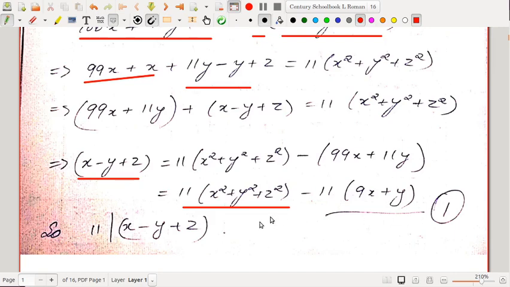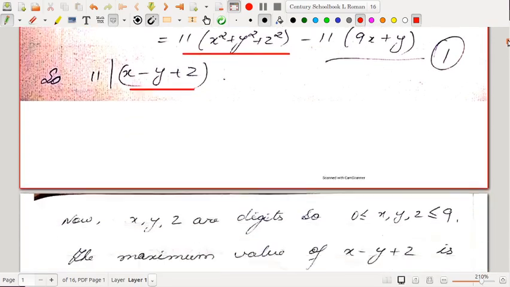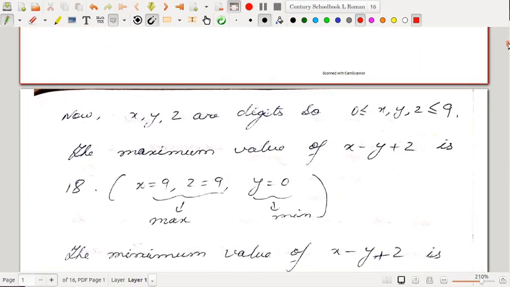So from this equation we see that 11 divides x minus y plus z. This is what we have got so far. So if 11 divides x minus y plus z, what are the possible values of x minus y plus z? It could be 0, it could be 11, it could be 22, it could be minus 11. But are all the possibilities necessary to be considered? This is what we will observe now. We will see that it's not necessary to consider all the possibilities.